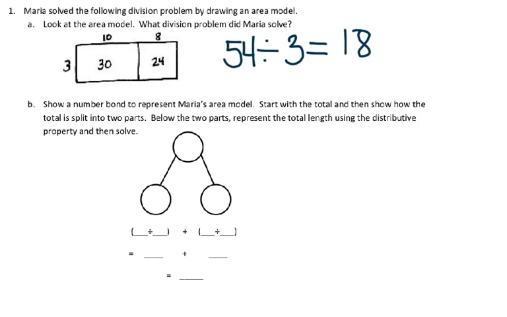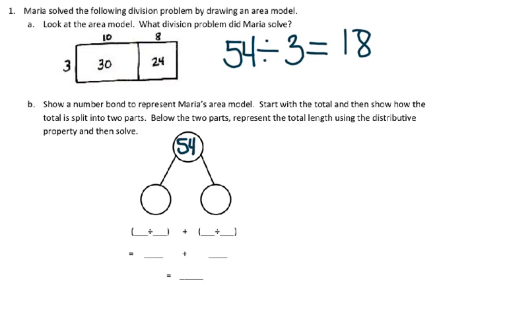Part B says show a number bond to represent Maria's area model. Start with the total and then show how the total is split into two parts. Below the two parts, represent the total length using the distributive property and then solve. So this is a little bit more lengthy, but here's the number bond, and we have the total, which always goes here at the top, and it's 54.